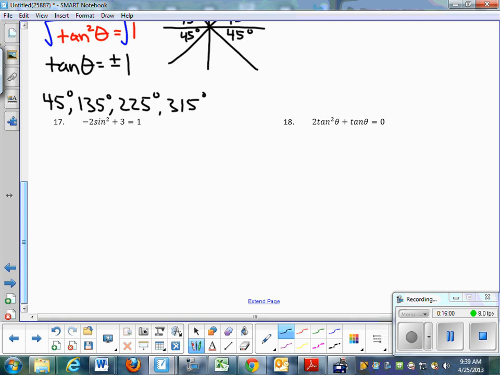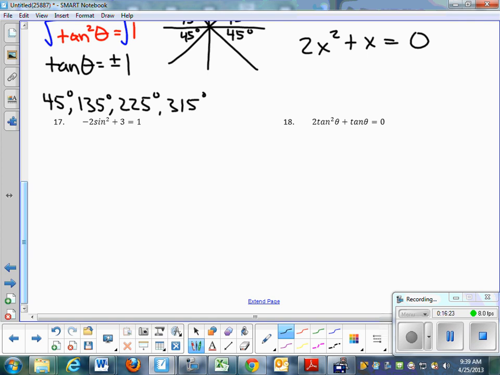Okay, let's try one more. Let's try 18, and then you'll see some of the other tricks of the trade. When you look at these problems, it's important, again, to stop thinking of it as tangent squared. Let's pretend it looked like this, people. How would you solve that? You'd factor out an x.